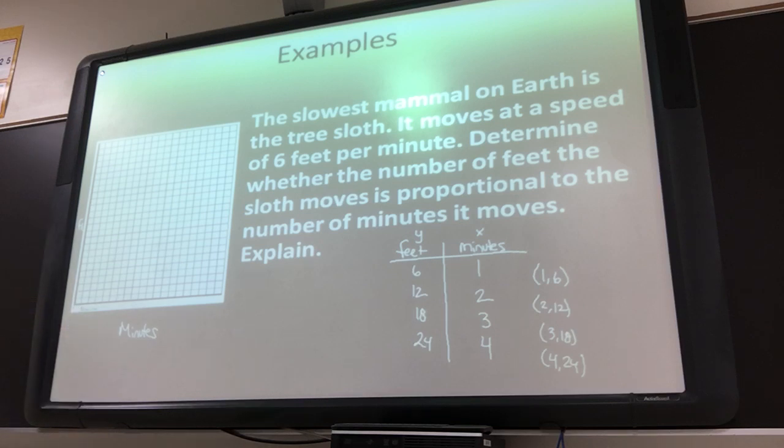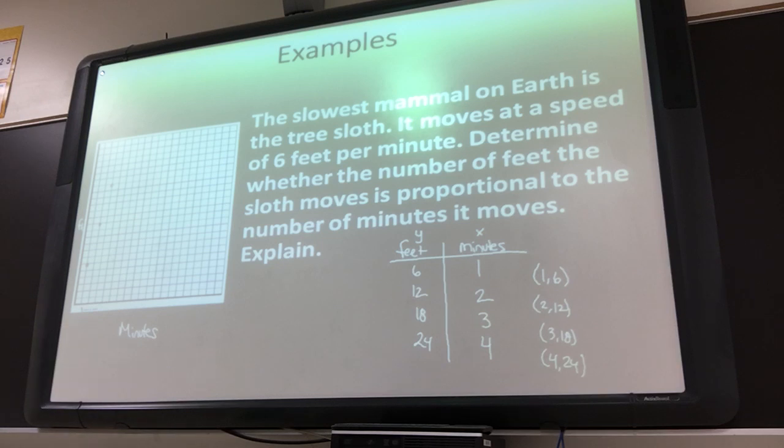So in 1 minute, we're going to go up 6 feet. 2 minutes, we'll go up 12. Doesn't have 24? All right, we can at least get to (3, 18). So we're at (3, 18) right there.